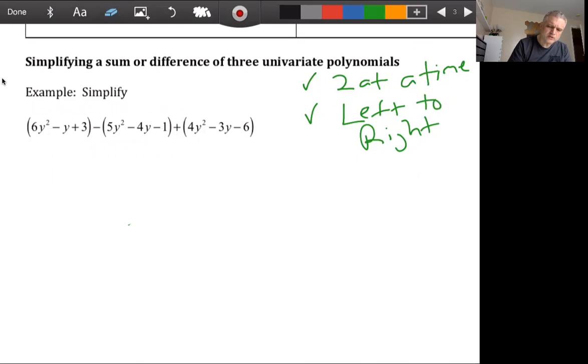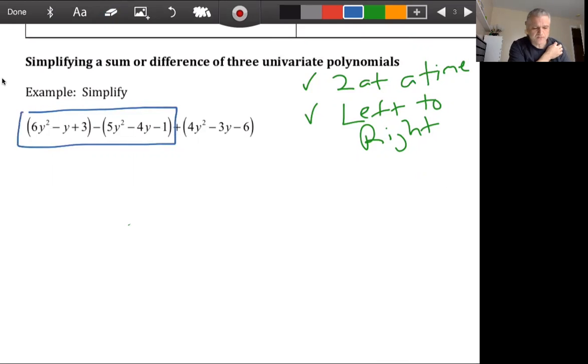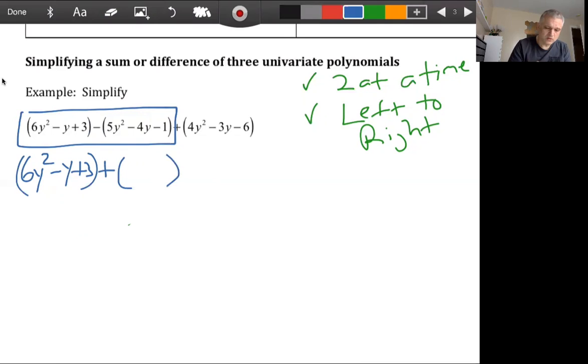All right, so we're going to just ignore this third guy for a second, and we're only going to look at the first two. So this is subtraction. Remember, this is the more difficult one. We're going to change this to addition. So let's change the second polynomial, but we're going to keep the first one. So instead of subtraction, we're going to add the opposite. So we're going to distribute that minus sign.